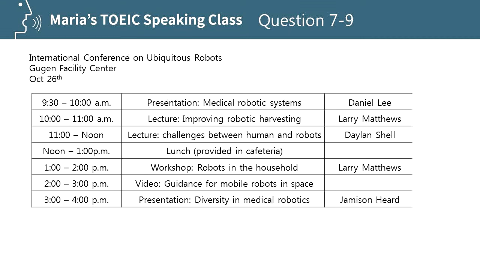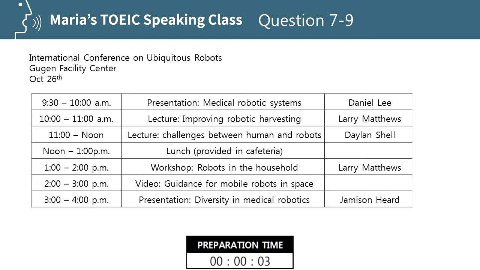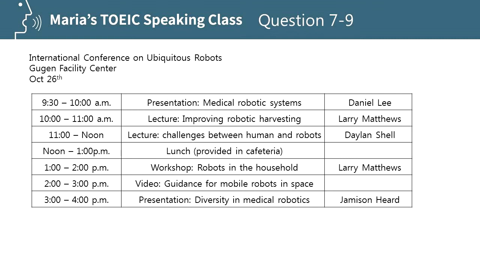Hi, I was invited to the International Conference on Ubiquitous Robots, but I seem to have lost my invitation email. The conference schedule was attached to that email. Can I ask you a few questions about the conference? What time does the International Conference on Ubiquitous Robots begin, and what is the title of the first session? Begin preparing now. Begin speaking now.